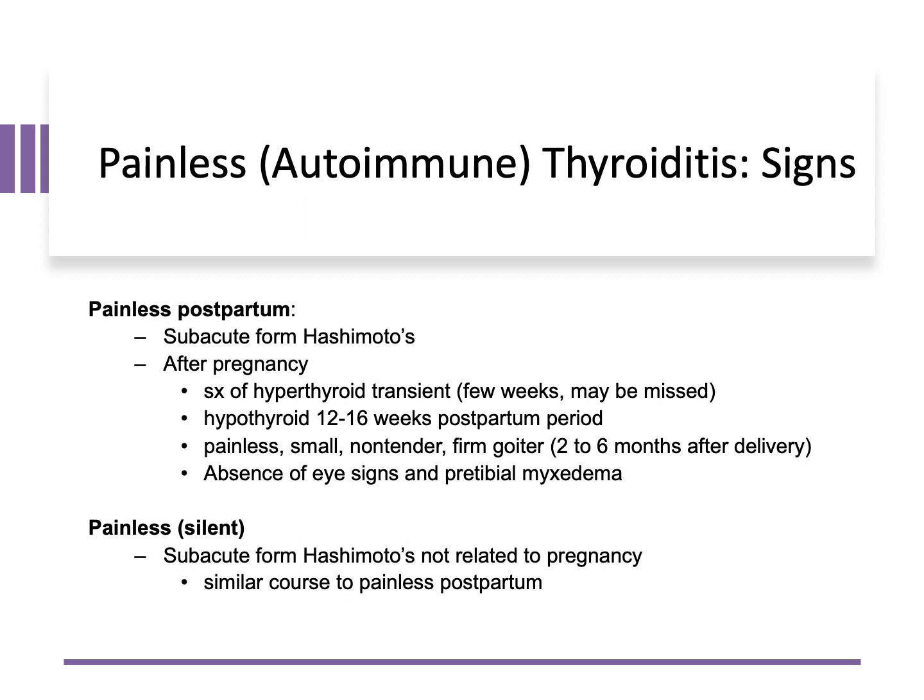So they may or may not present, actually. It could get missed because the hyperthyroid phase is just a few weeks. But then usually this is picked up 12 to 16 weeks into the postpartum period. And on exam, you may find a painless, small, non-tender, but firm goiter, okay? And interestingly enough, these people will have an absence of those eye signs, those protuberant eyes, that proptosis and the pretibial myxedema seen in other forms of hyperthyroidism.